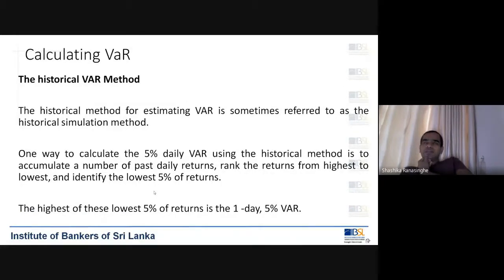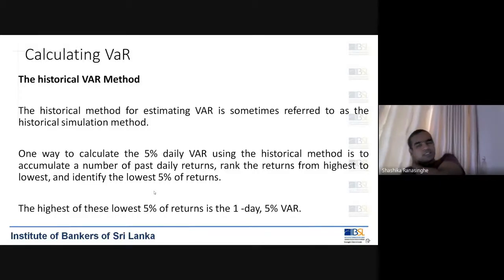Second method is called historical value at risk. The historical method for estimating value at risk is sometimes referred to as the historical simulation method. The first one was analytical, now we get historical. One way to calculate 5% daily value at risk using the historical method is to accumulate a number of past daily returns. Right, this is how you do it.